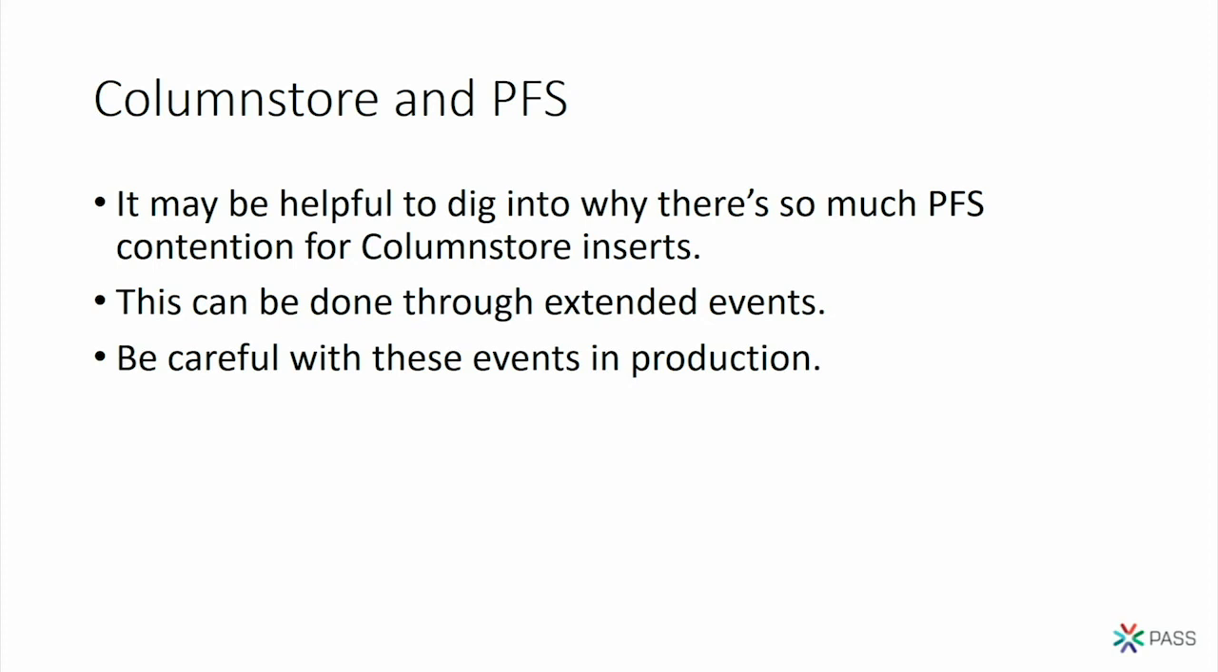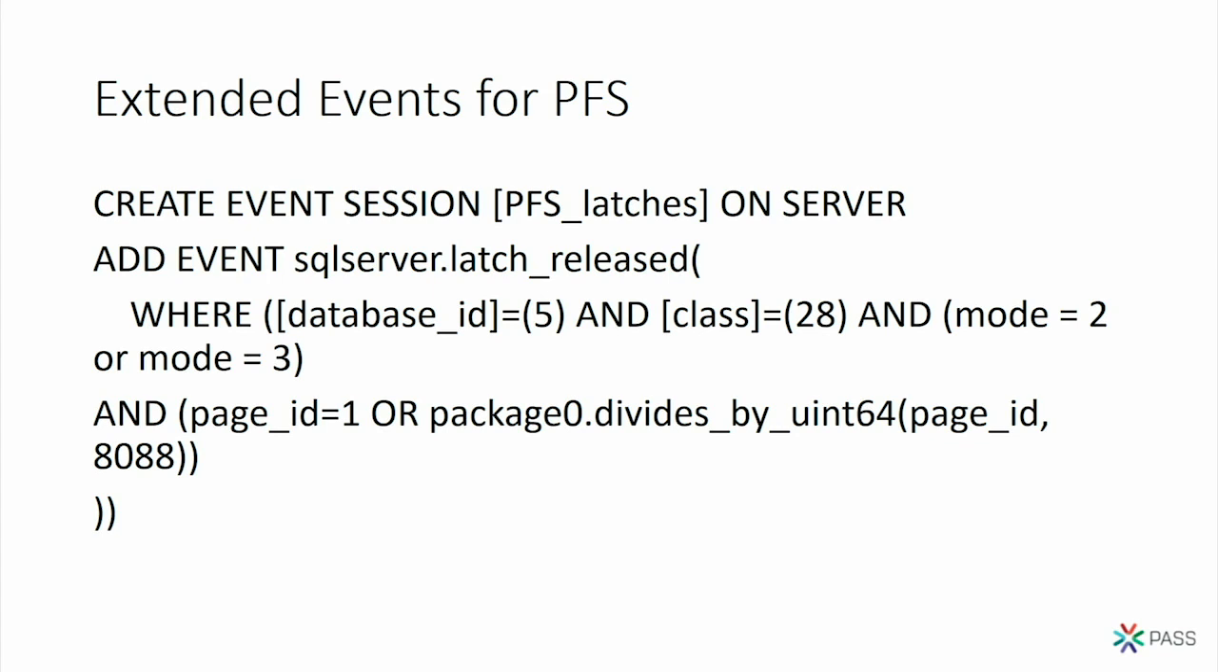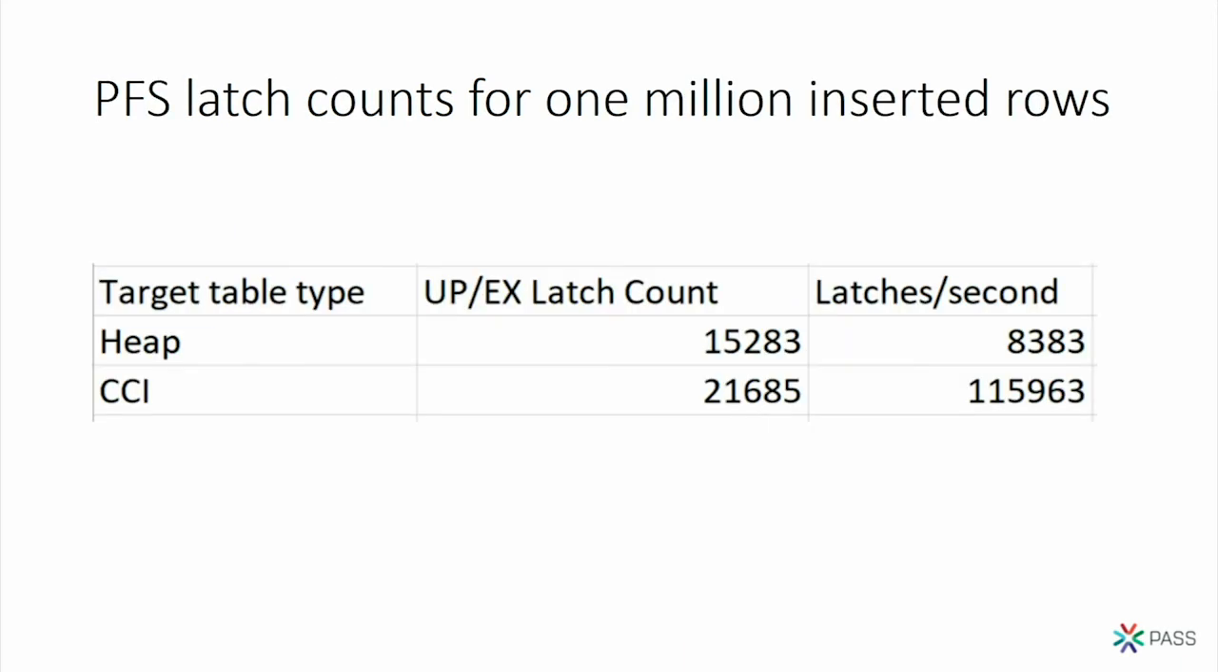Now, why is this a problem for Columnstore? It might be helpful to do some testing, use some more extended events, and get an idea of what's going on. So I'm going to have an event fire for every PFS latch. Again, be careful with this in production. I'm loading a million rows, the same type of data both times. The first test is into a heap. The second test is into a columnstore.